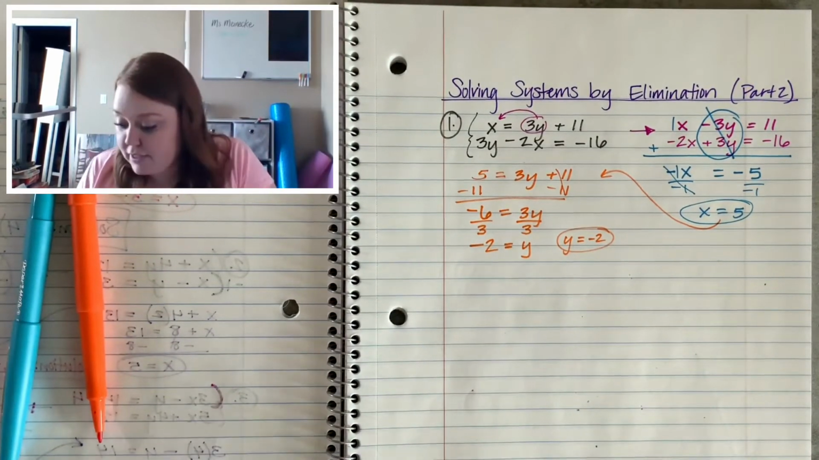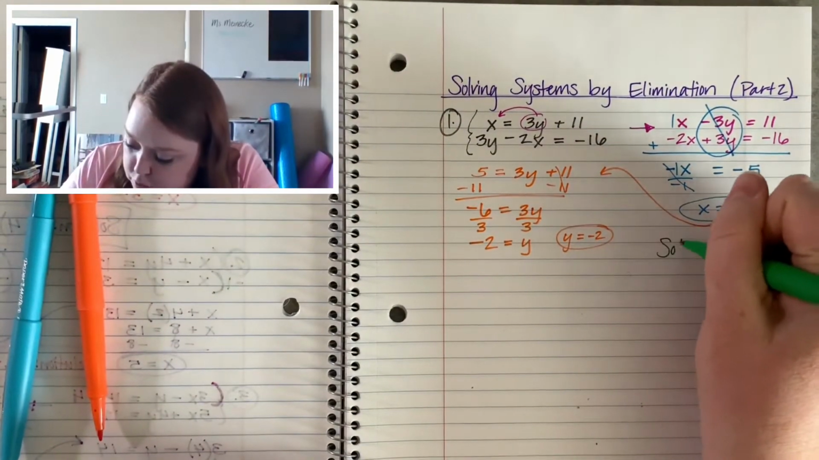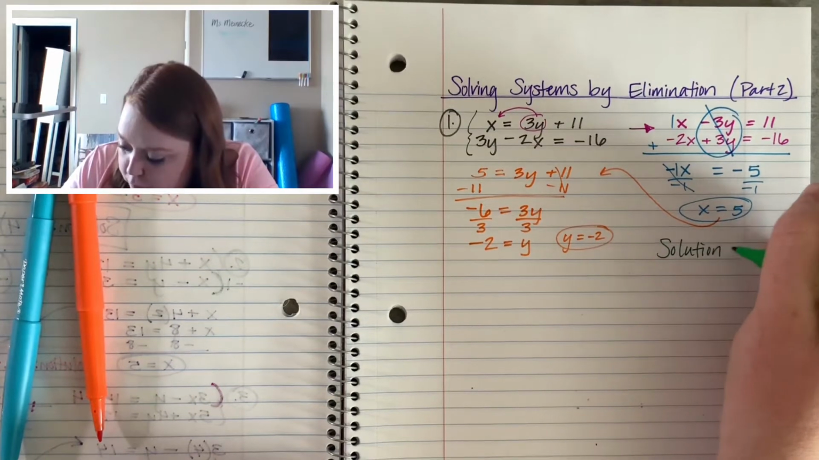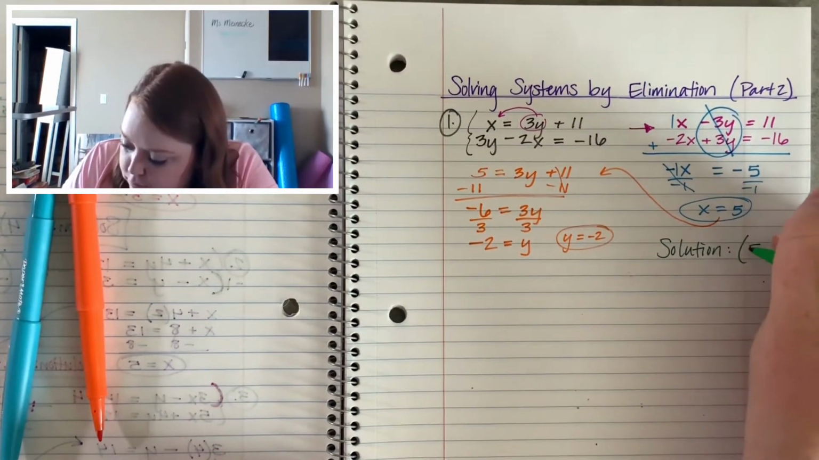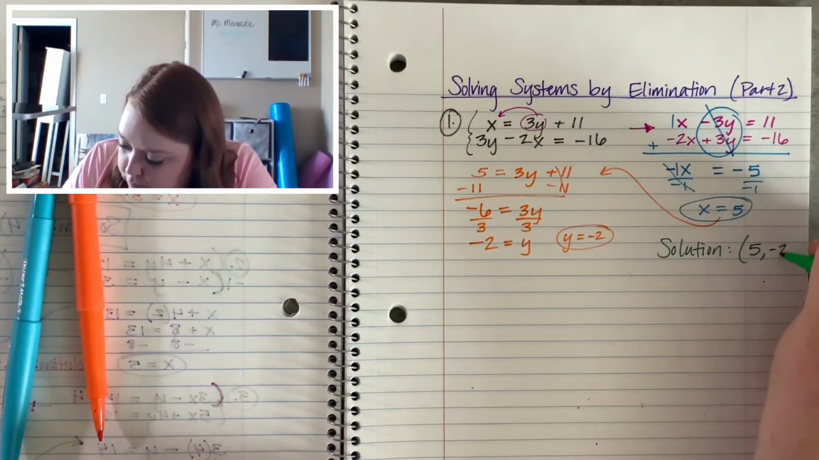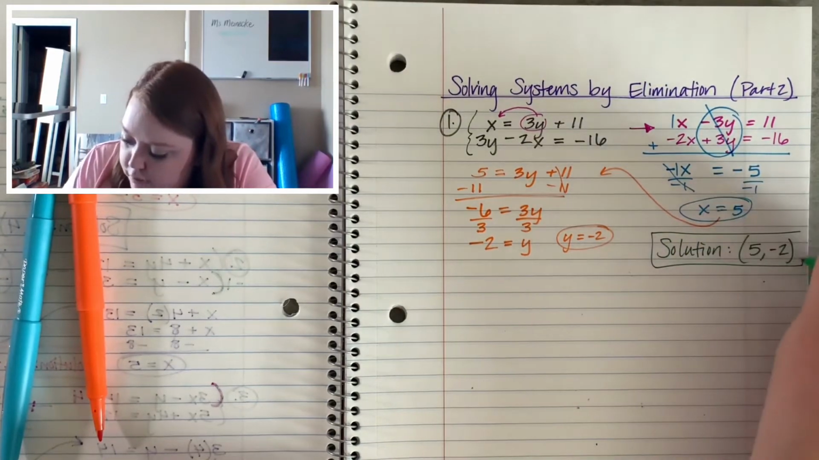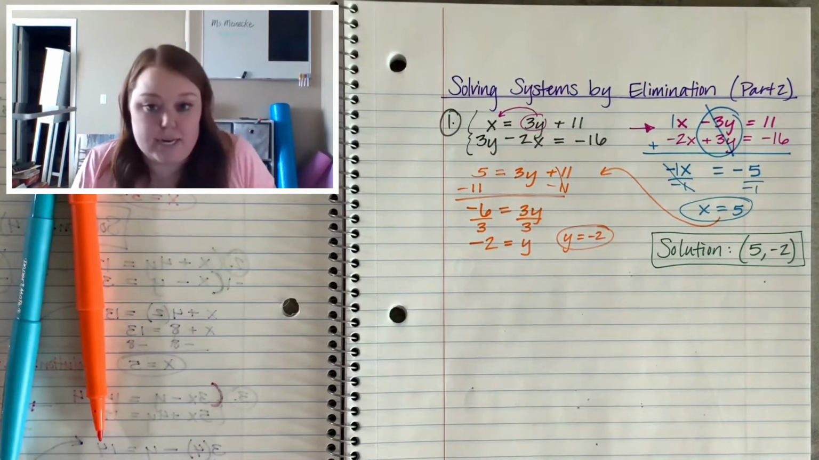Okay. Last thing we do is we just write our final solution as an ordered pair. Our x was 5. Our y was negative 2. Final answer, 5, negative 2.